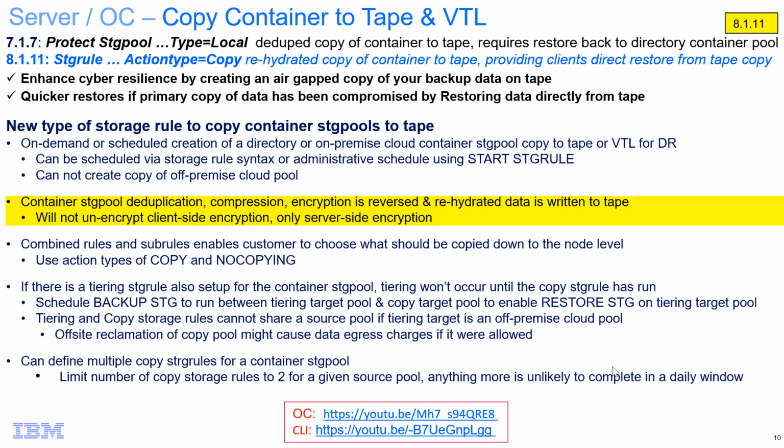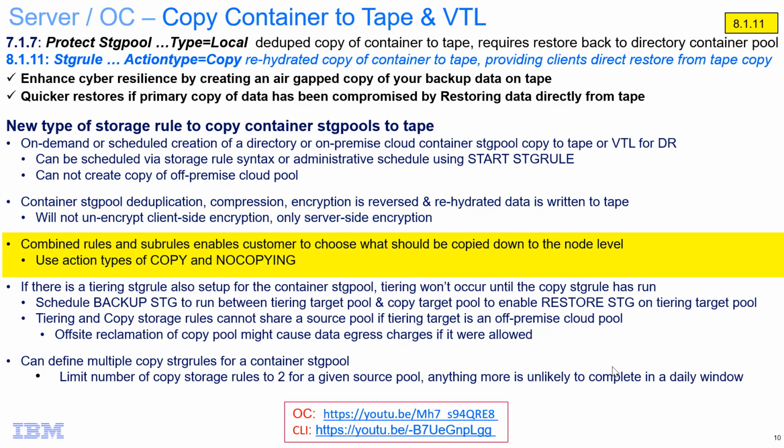All of the deduplication, server-side compression, and server-side encryption is going to be reversed, and we're going to rehydrate the data on the fly as we write it out to the tape. However, if you had done client-side encryption, we will not unencrypt it before it's written out.